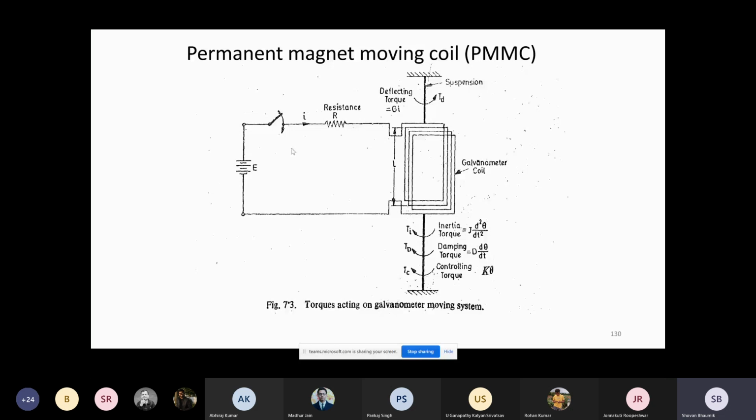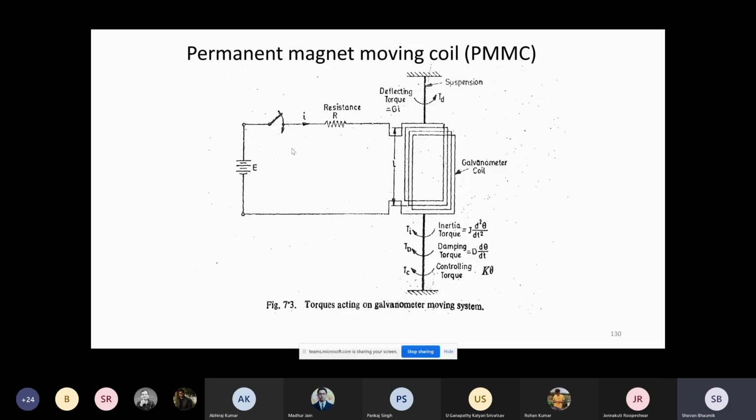There is an output circuit, an external circuit with which a switch will be there. With that switch you connect the galvanometer with the wire, and the galvanometer will have some resistance R. The external circuit will also have some resistance R. And then you have the deflecting torque.